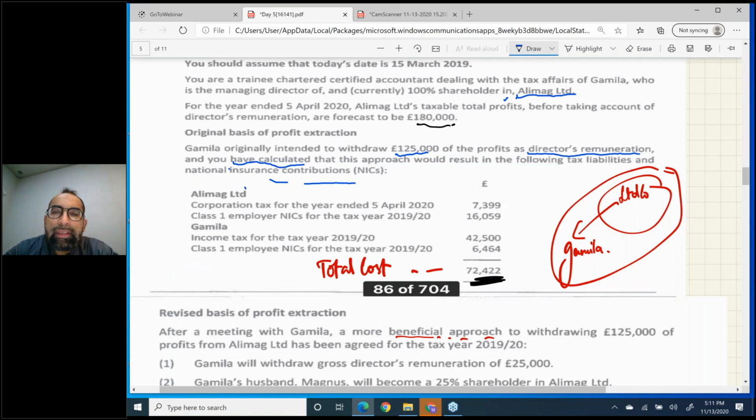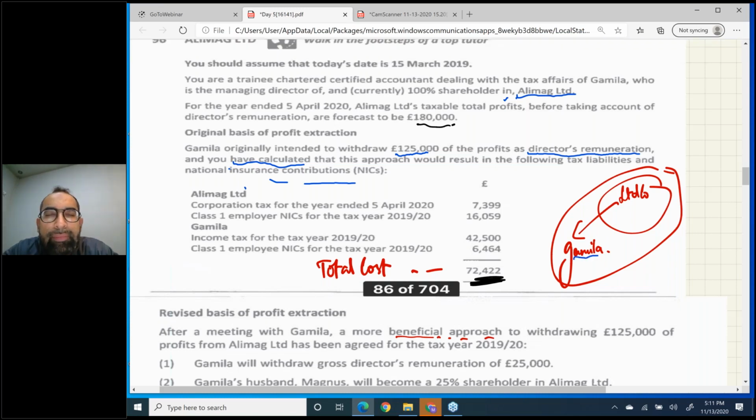Now let me tell you, if Jamila is the director, director means employee, then the limited company is the employer. Whatever salary the company gives to Jamila is an allowed expense, number one. Number two, when the company is the employer, it has to pay class 1 employer NIC for Jamila. Jamila is an employee, she has to pay income tax on employment income, non-savings income tax, and she has to bear class 1 employee NIC as well. Last but not least, the company has to pay corporation tax as well, obviously 19%. So these are the ready-made workings.